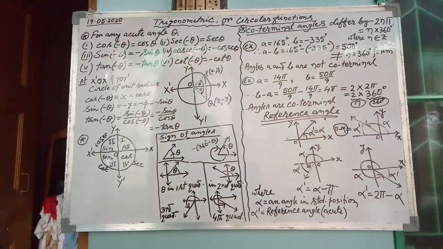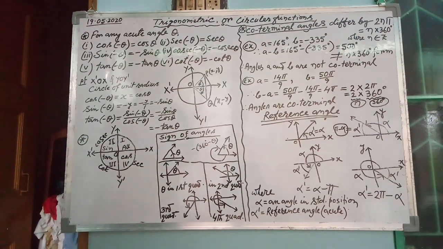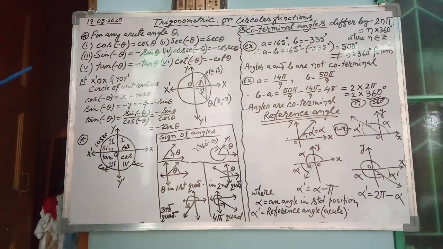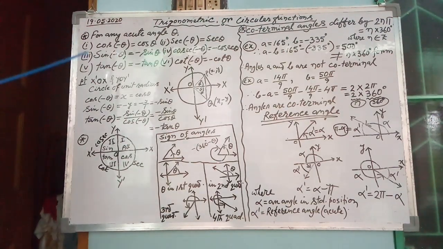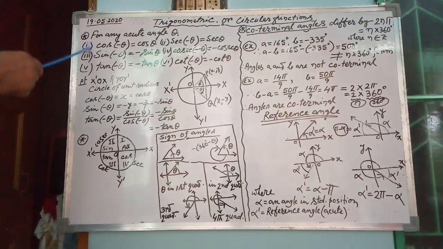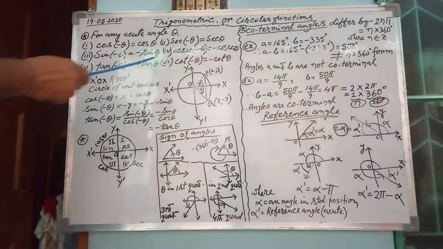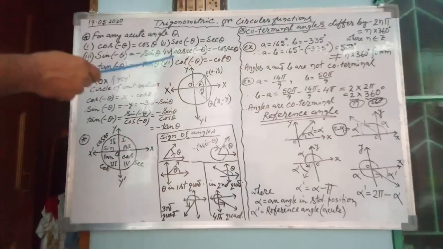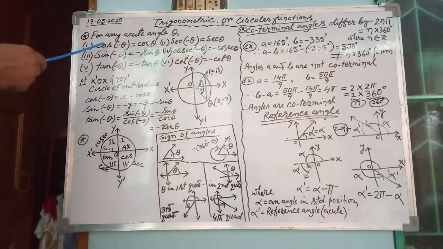Today we will discuss the sign of trigonometric functions in different quadrants. Before that, let us explain how these 6 trigonometric functions are explained here.